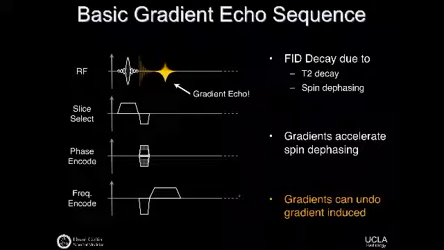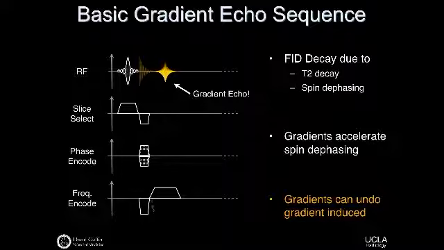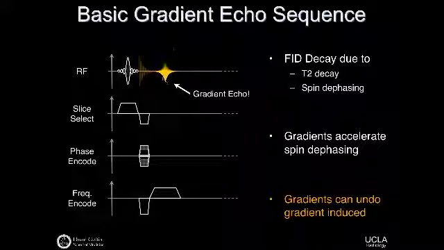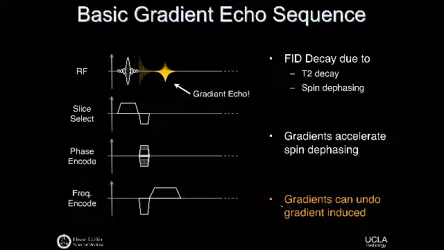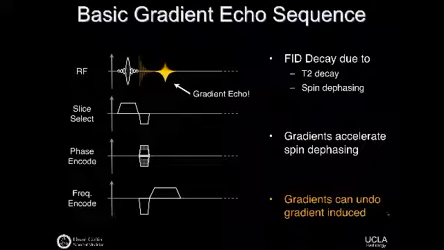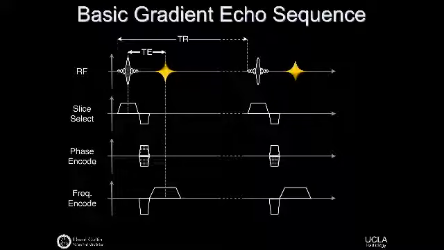Taken all together, this is what the gradient echo sequence looks like. We're basically exciting the spins, and we're encoding some spatial information in ways that we don't quite understand yet because we haven't covered them. But the trick here really is that this frequency encoding gradient on the bottom can help us form an echo. It's not an intuitive concept. But the idea is that gradients can, in fact, undo some gradient-induced dephasing and give rise to the formation of a so-called gradient echo.